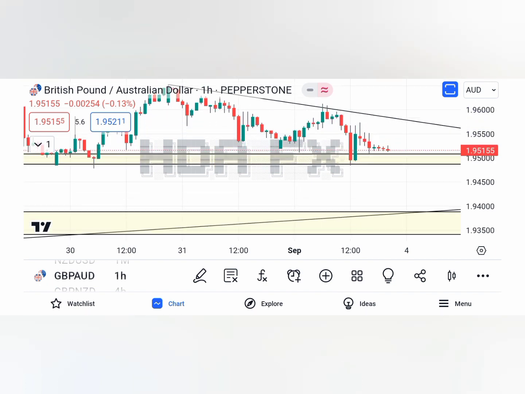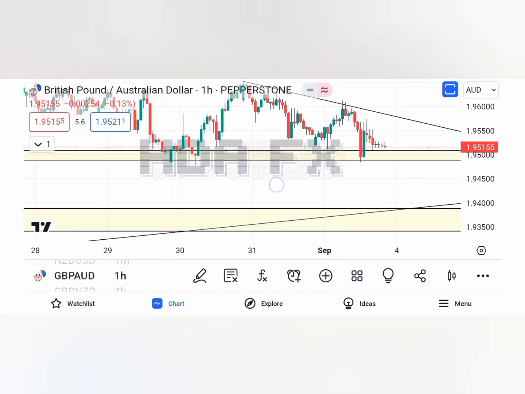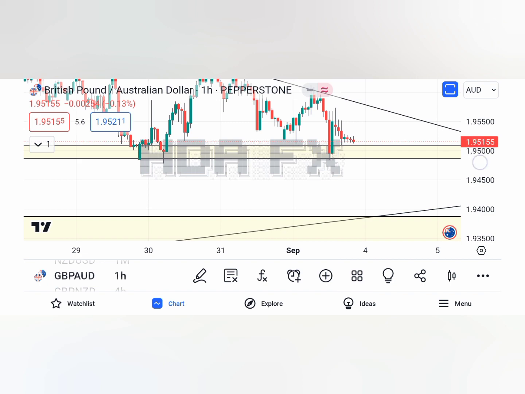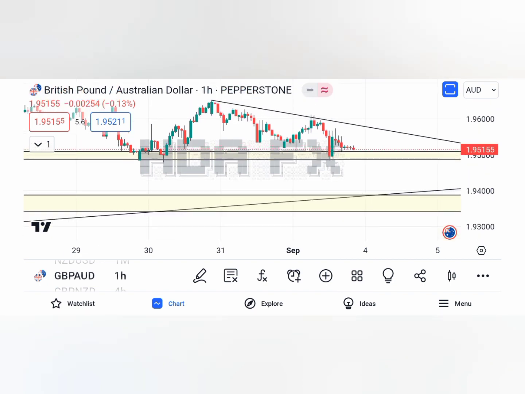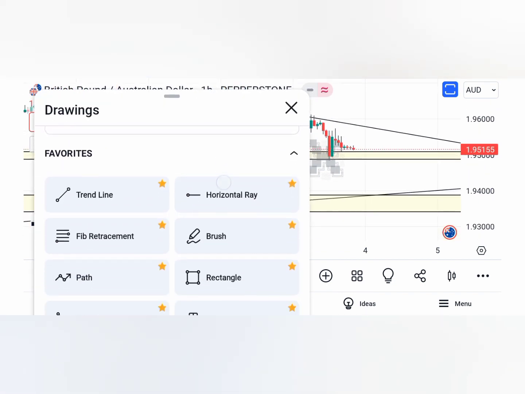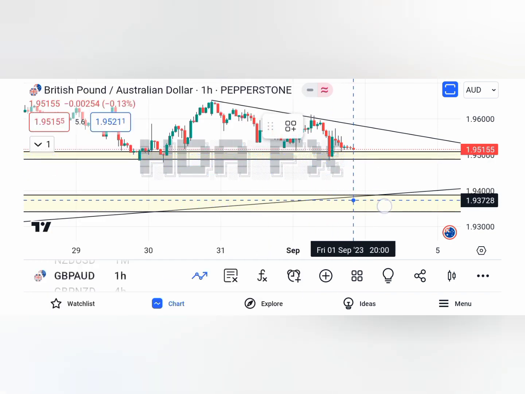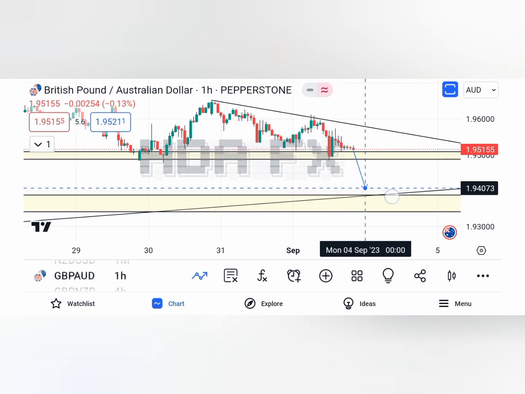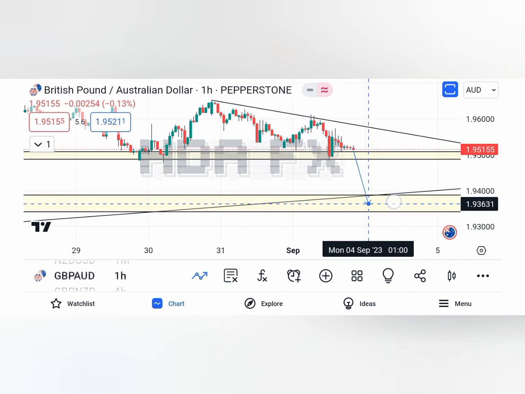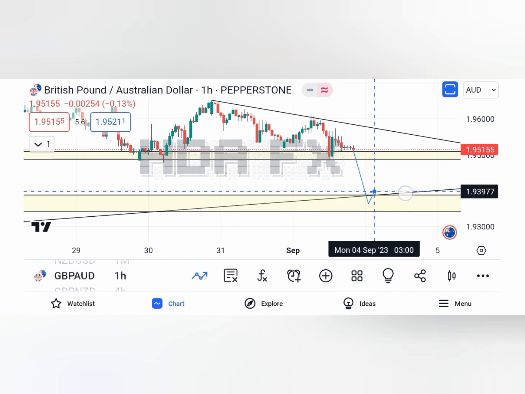On the 1-hour time frame, since like I said, we are bullish on GBP AUD, I'll be looking for buys on this zone here. I'll be looking for buys. So I want to see price drop down to this zone here, then be looking for buys at this zone.